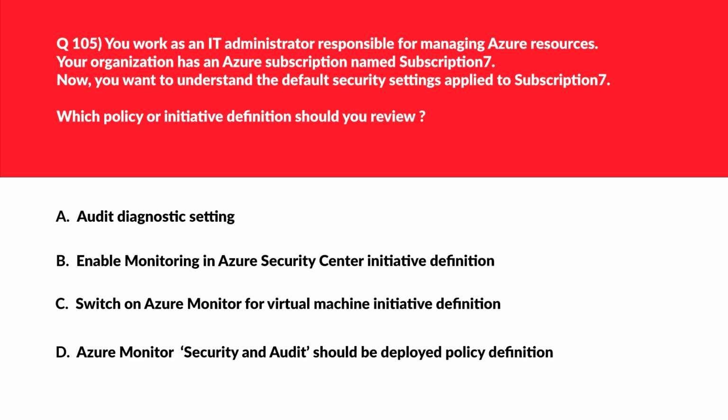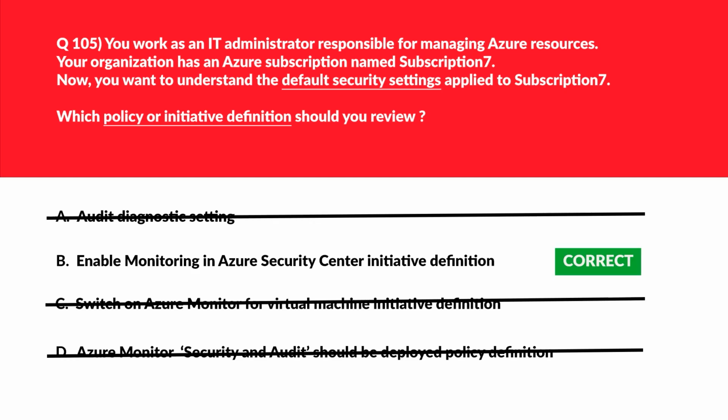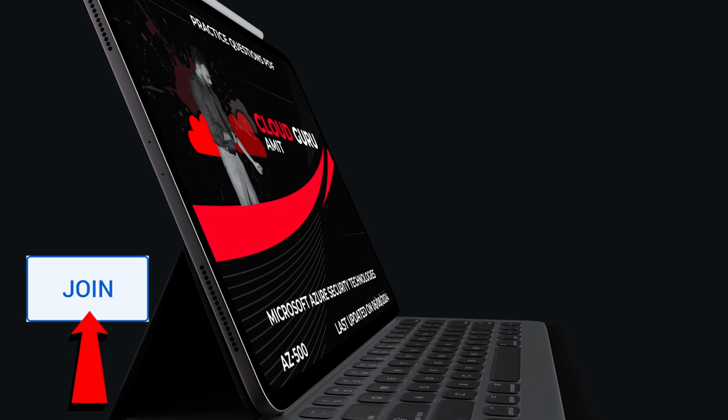Let's bring the heat. We'll look at options A, C and D together. Audit diagnostic settings, enabling Azure Monitor for VMs initiative definition, and security and audit. All these three cannot help with default security settings as required by the question. So these three are out. We are left with option B, enable monitoring in Azure Security Center initiative definition, and it is the correct answer.